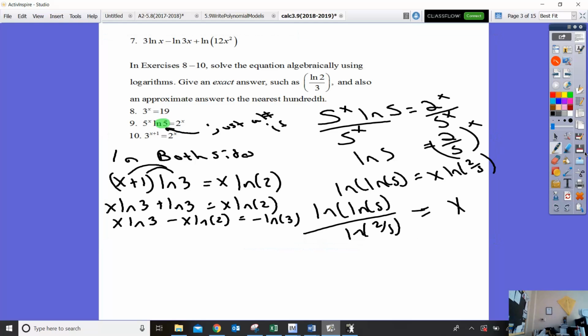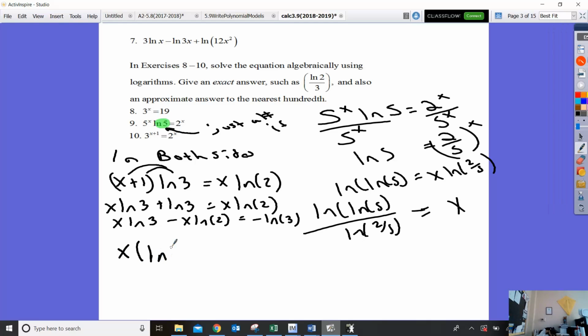What can you pull from both terms on the left? Pull your x. You got your natural log of 3, take away your natural log of 2. That's still equal to your negative natural log of 3. And then your isolation step. Simple division.